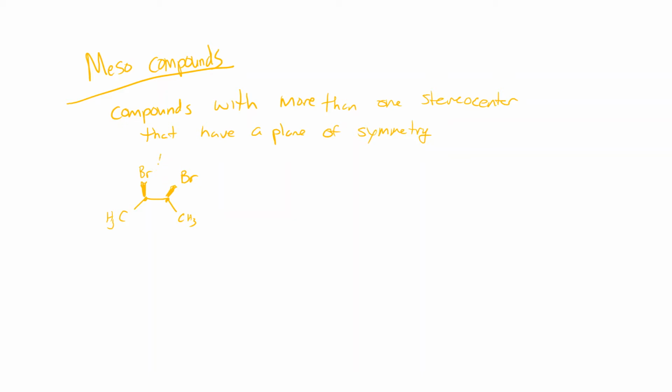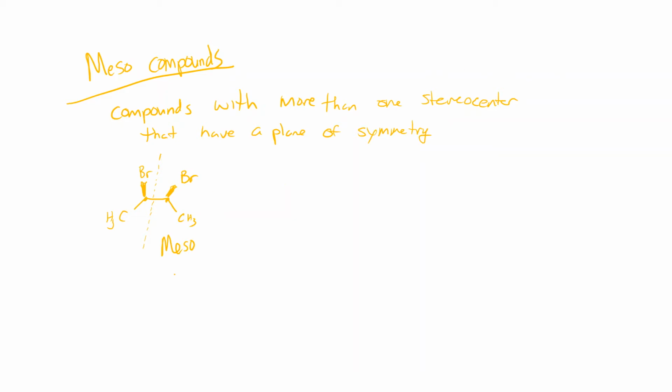What I want to draw your attention to is the fact that there is a plane of symmetry. So if you put a mirror right through the middle of this molecule and reflected everything on the left over to everything on the right, the two sides of this mirror image are identical to each other, right? So this is a meso compound because it satisfies the criteria. It has more than one stereocenter and it has a plane of symmetry.